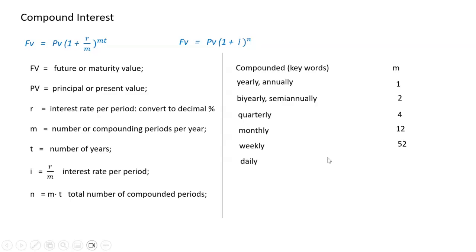Daily is going to be 365 or 360. In some cases, they want you to use 360. But if it doesn't state to use 360 for days, then you use 365. Now, if it's compounded continuously, it's a different formula, which is future value equals present value times e to the power of rt.